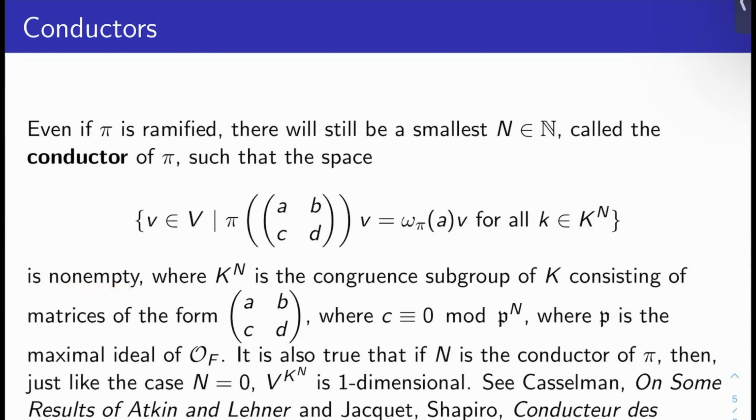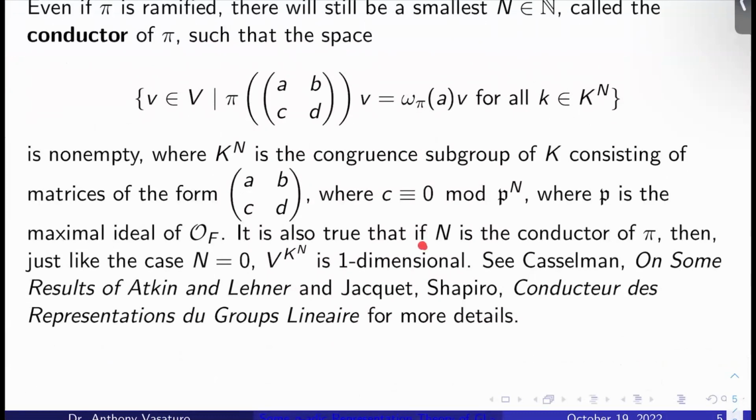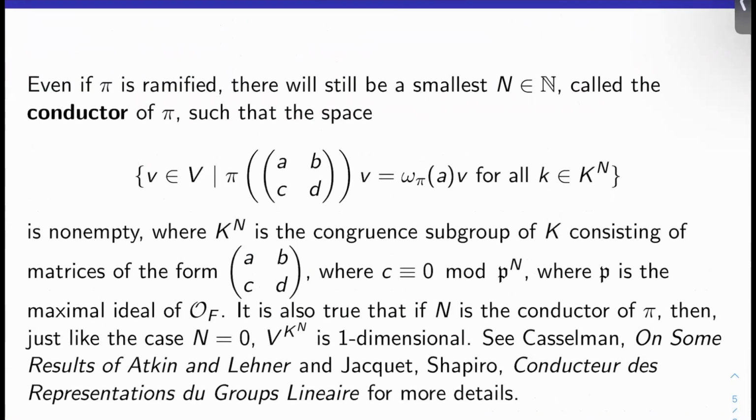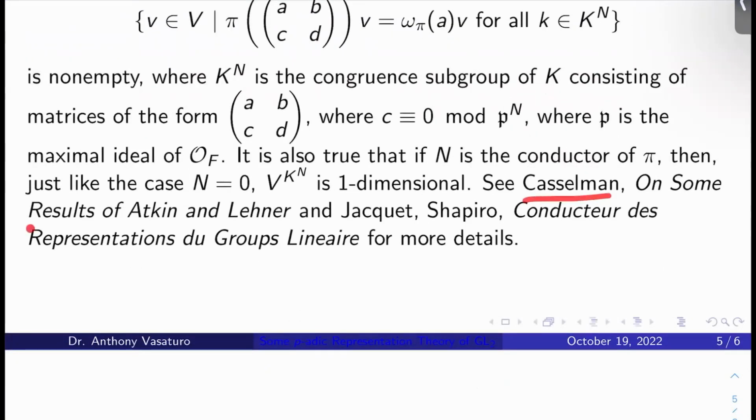And what is this K_0(p^n)? It's what we call a congruence subgroup of K, and it consists of all matrices of the form (a, b; c, d), where c is 0 mod p^n, where p is the maximal ideal of my ring of integers O_F. Okay, and some other things are true. If n is the conductor of pi, then just like the case n equals 0, where we were dealing with just the K-fixed vectors, it turns out that the K_0(p^n)-fixed vectors is also a one-dimensional space. If you want more information on conductors and on a lot of the above information, you can see Casselman on some results of Atkin and Lehner, or Jacquet-Shalika.